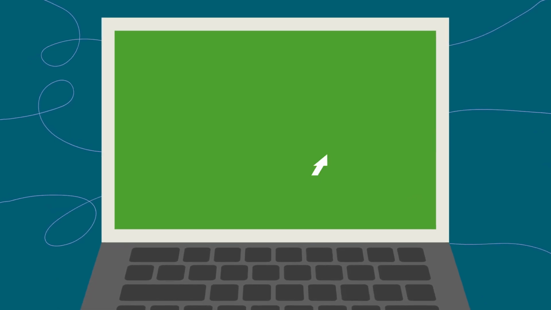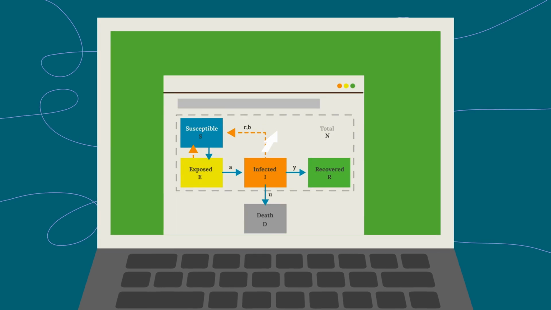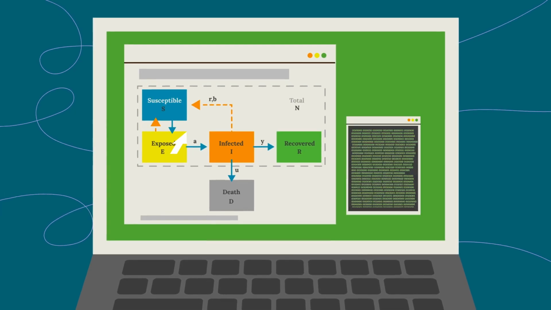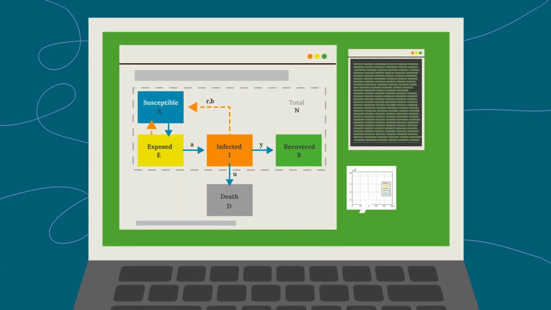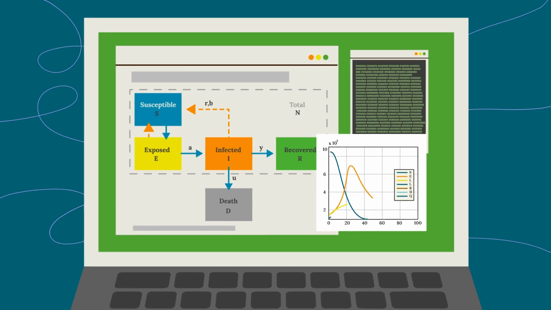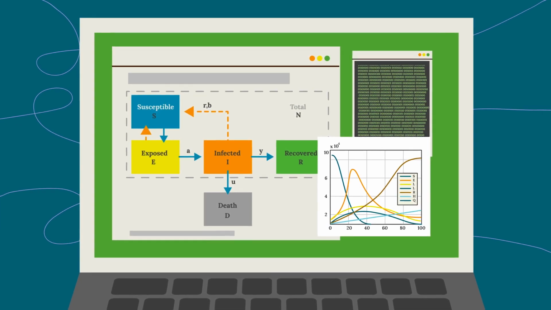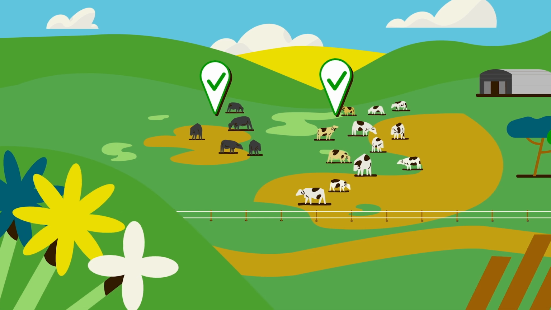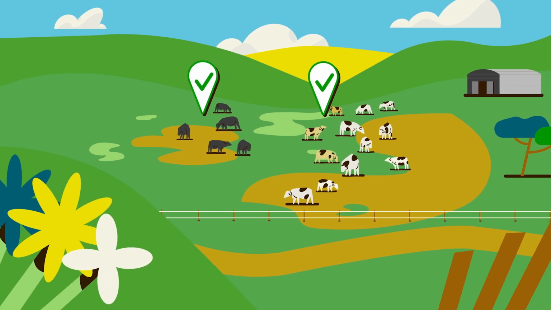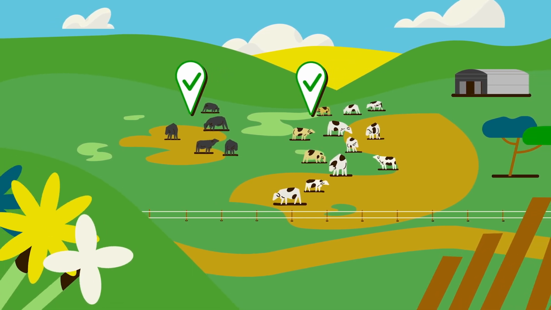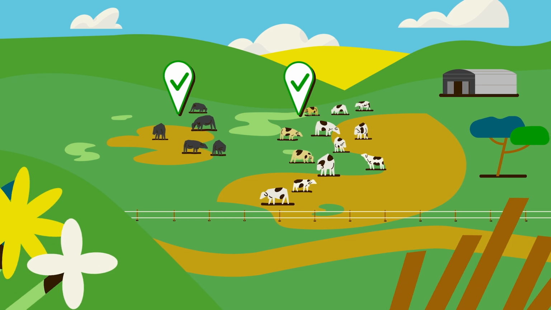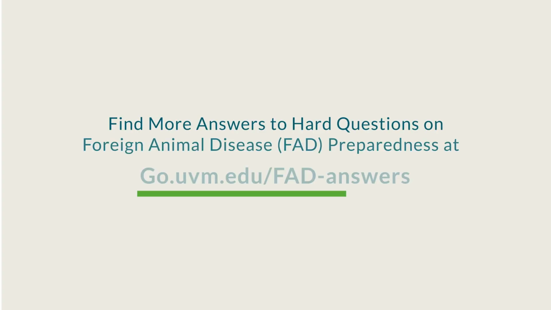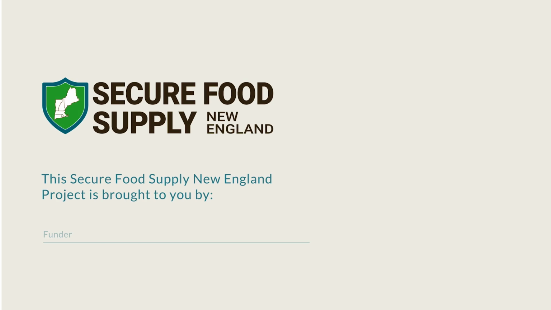Computer modeling helps scientists determine the best way to control disease outbreaks. Simulations consistently show that removing susceptible animals from the population is the best way to end an outbreak. Without new animals to infect, the disease can't spread. This and some other effective strategies for slowing down an epidemic are discussed in the next video.